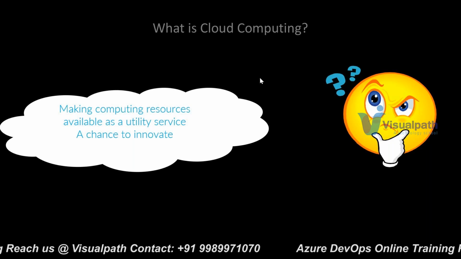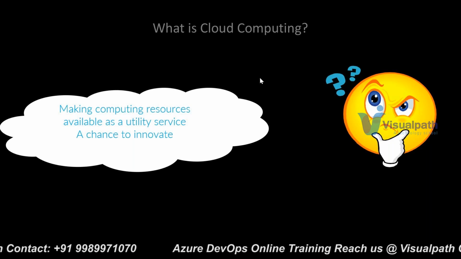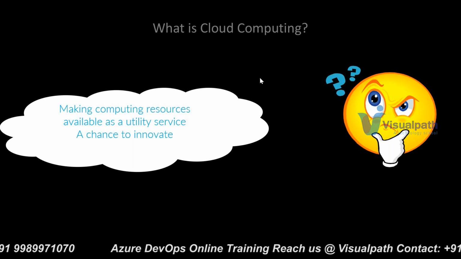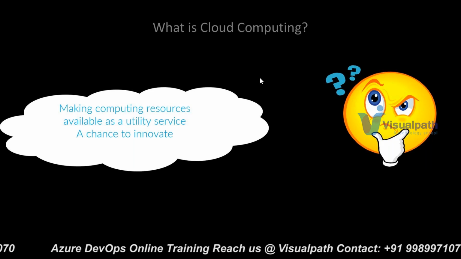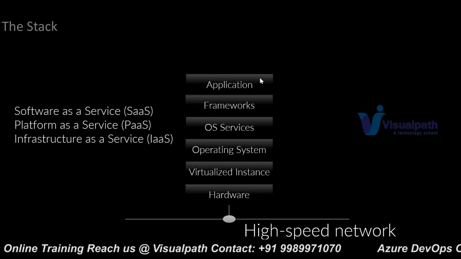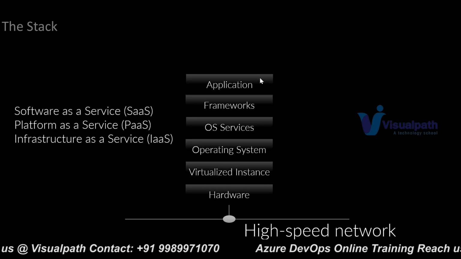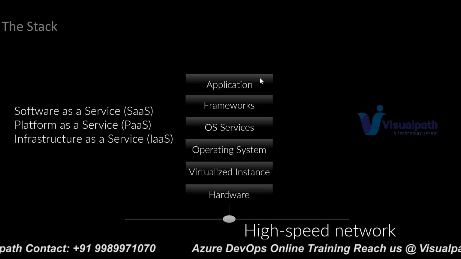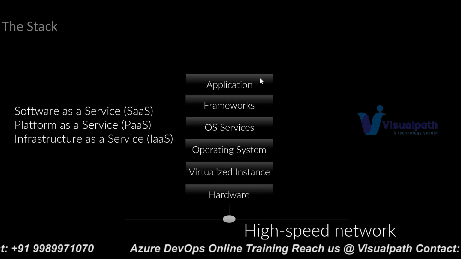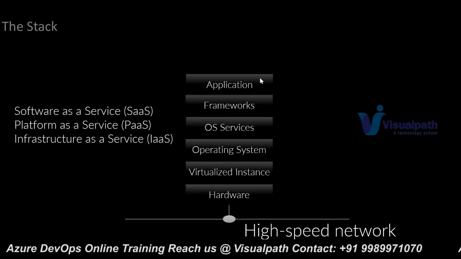There are n number of providers, as I said: AWS, GCP, Alibaba, IBM, Oracle, Azure. Then what is a cloud provider and how do they offer services? Basically they offer on a subscription basis, a monthly basis, or a reservation basis.